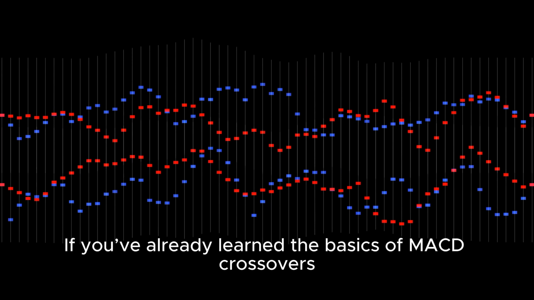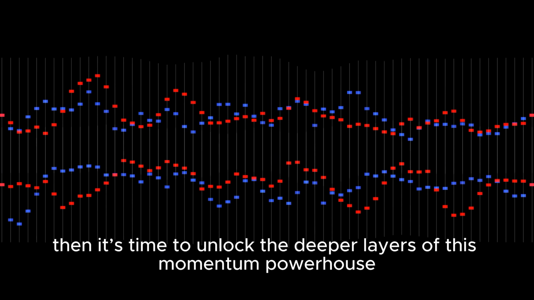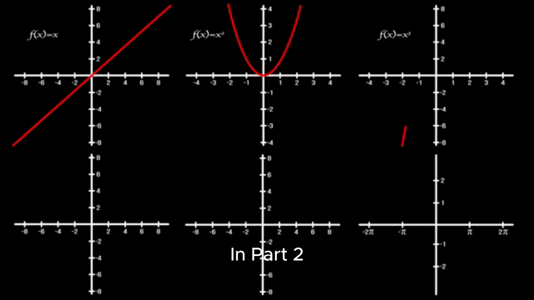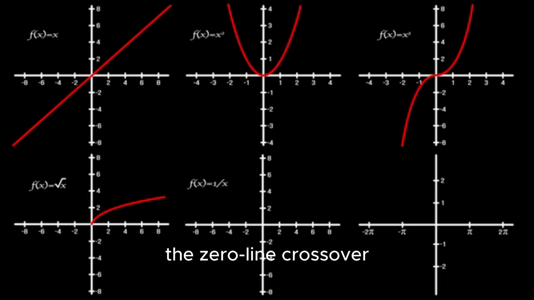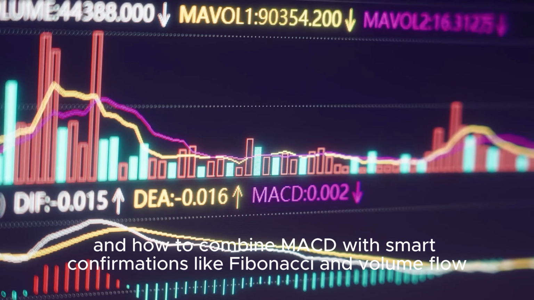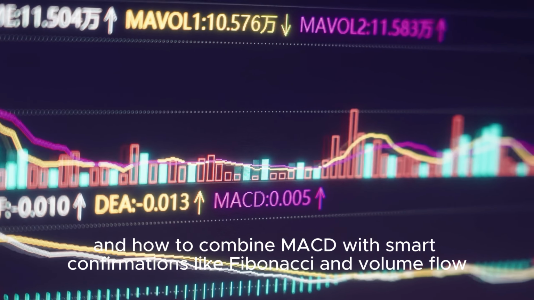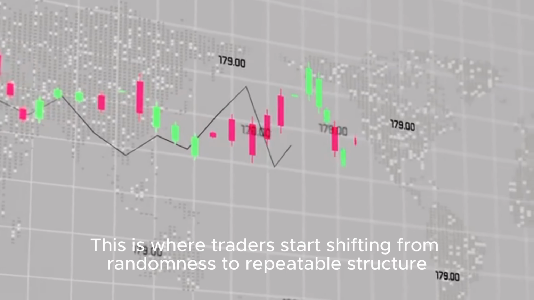If you've already learned the basics of MACD crossovers, then it's time to unlock the deeper layers of this momentum powerhouse. In Part 2, we're diving into the advanced side of MACD, including divergence strategies, the zero-line crossover, and how to combine MACD with smart confirmations like Fibonacci and volume flow. This is where traders start shifting from randomness to repeatable structure.